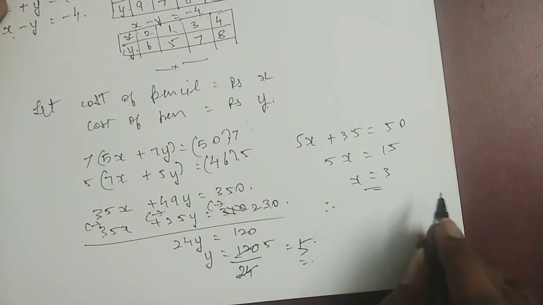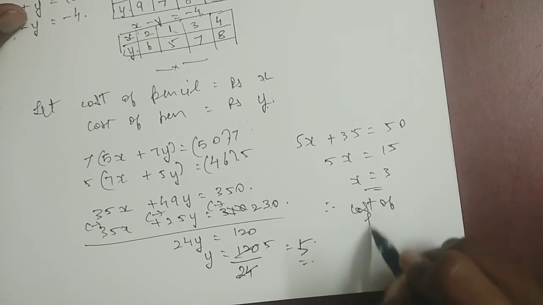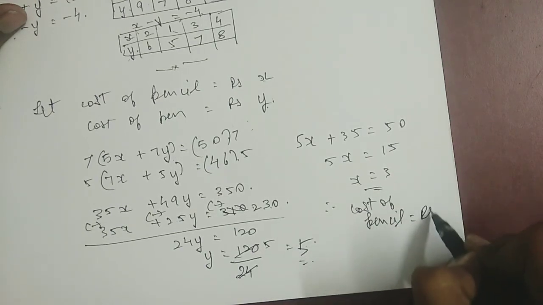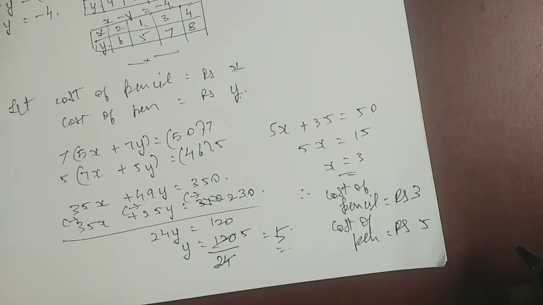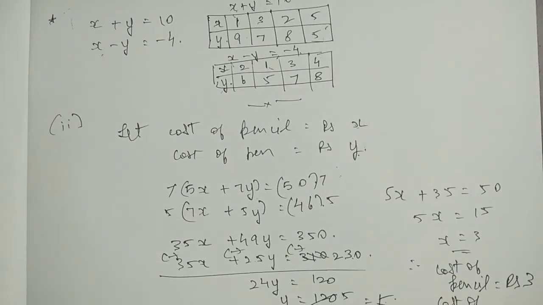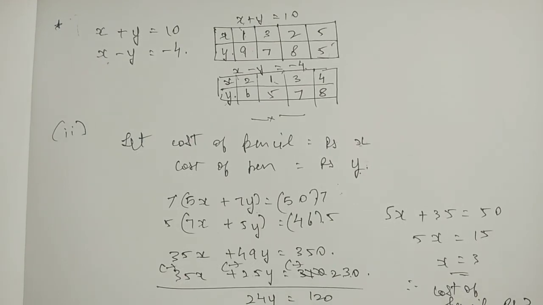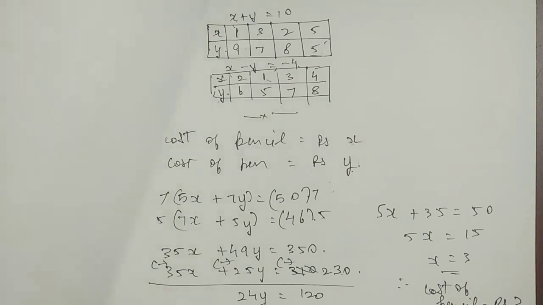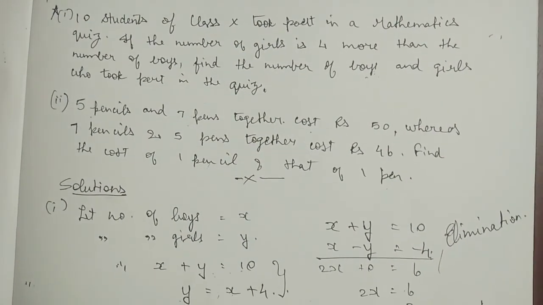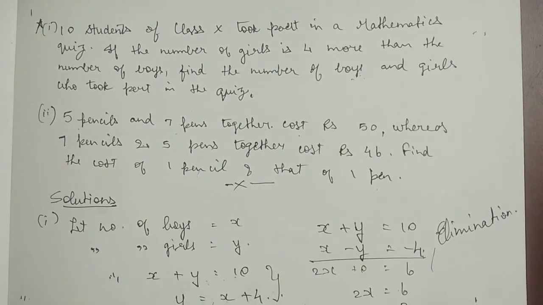Therefore, the cost of a pencil is 3 rupees and the cost of a pen is 5 rupees. Understood? This is how we solve any kind of pair of linear equations. After all the previous videos, you would have a good grasp of how we frame the variables and how we use the methods we studied to solve a pair of linear equations. That is what we have been studying.